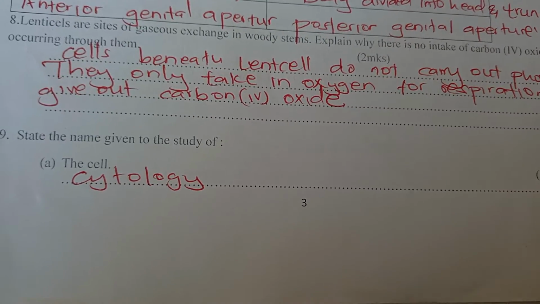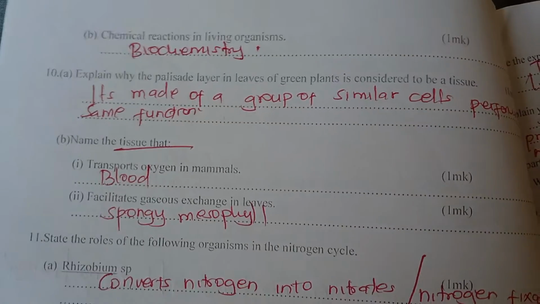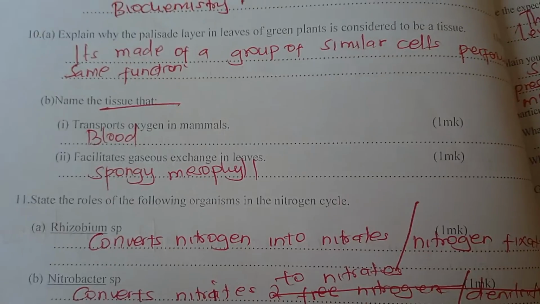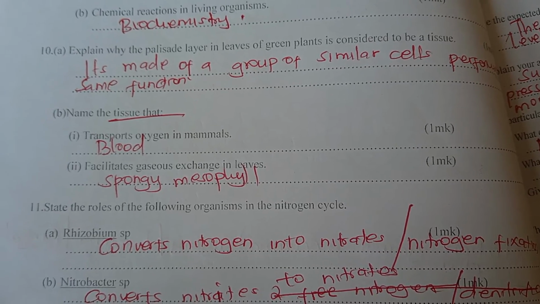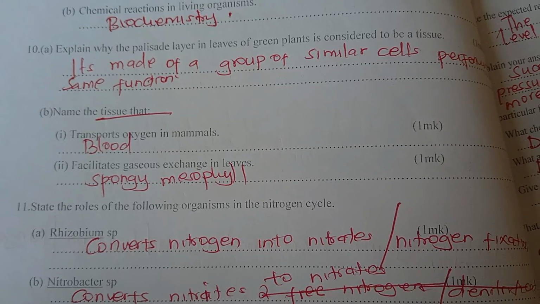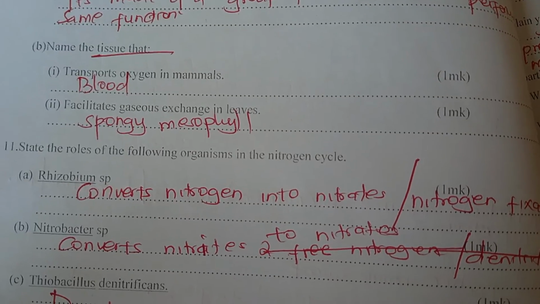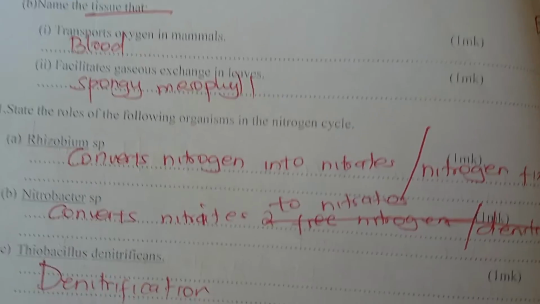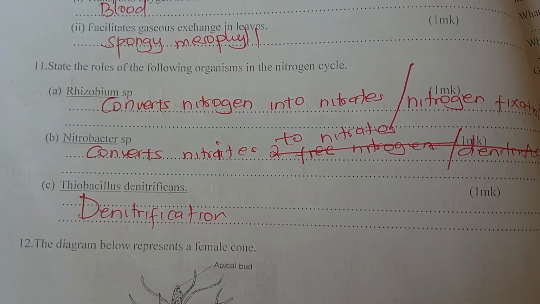State the name given to the study of cells, that is cytology. Then you have chemical reactions in living organisms. It's called biochemistry. And then explain why the palisade layer in leaves of green plants is considered to be a tissue. It's because it's made of a group of similar cells that perform the same function. Name the tissue that transports oxygen in mammals. Now here it's not about the cell, but the tissue. It's blood tissue. The tissue that facilitates gas exchange in leaves is the spongy mesophyll tissue.